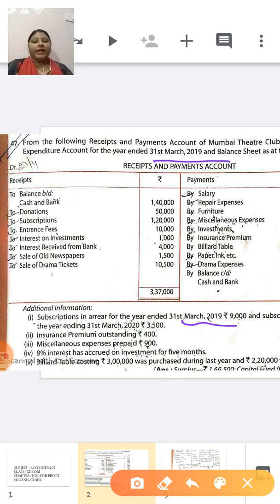As you know, in the income and expenditure account you have to take all the current year items, either paid or not. We can take outstanding items also. So subscription in arrear, which means outstanding subscription for the current year, 9,000, you have to take.